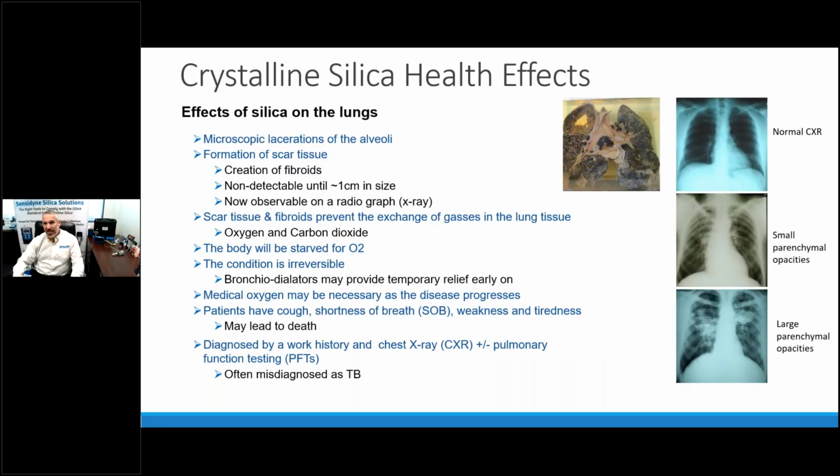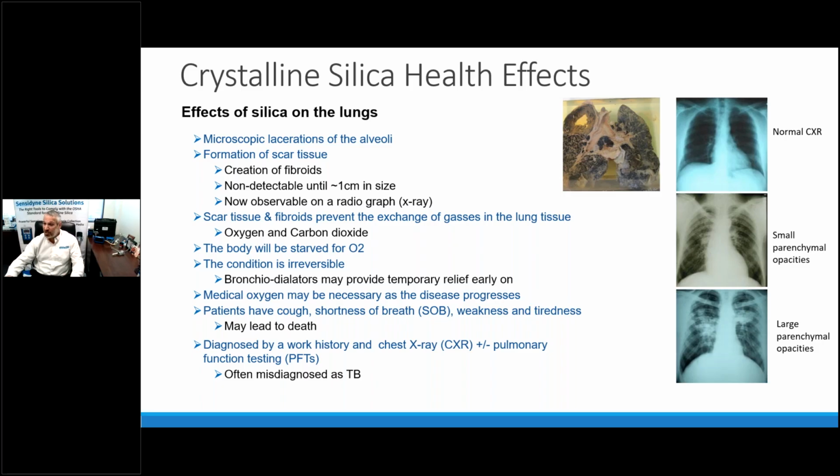So how does the health effect occur? When you breathe in the respirable silica and it gets into your lower lungs, it causes microscopic lacerations of the alveoli. When this occurs, it forms scar tissue, and this can create fibroids. Many times it's non-detectable because it's less than 1 centimeter in size. As it starts growing and scarring gets worse, it can be observable by x-rays.